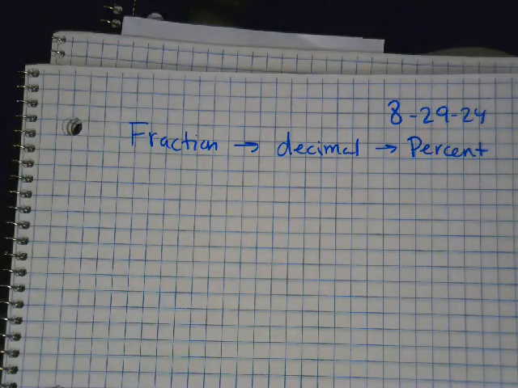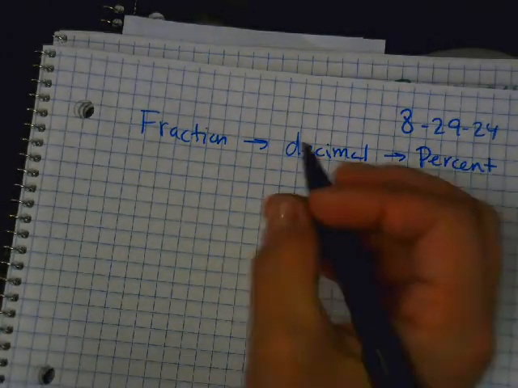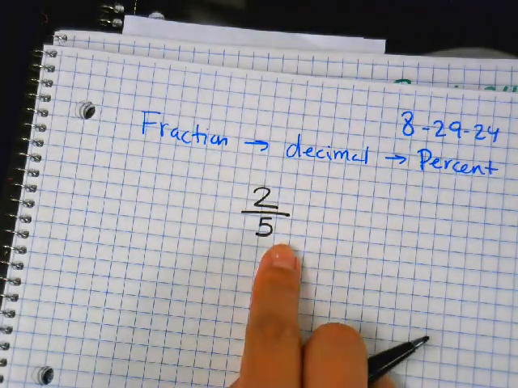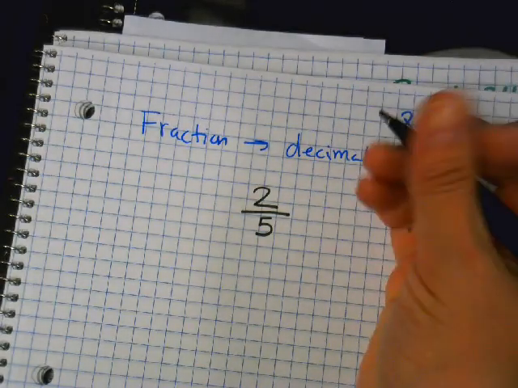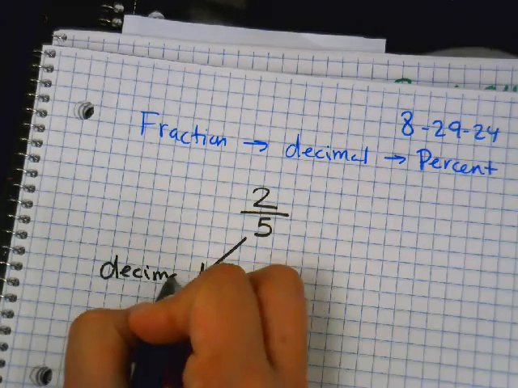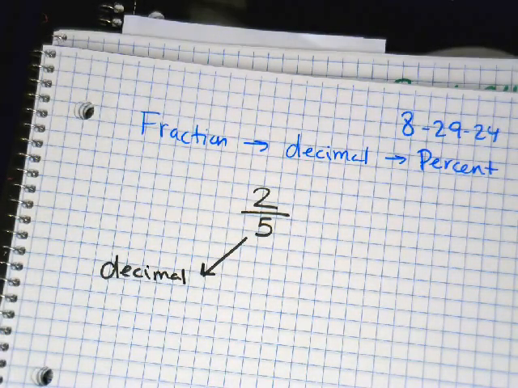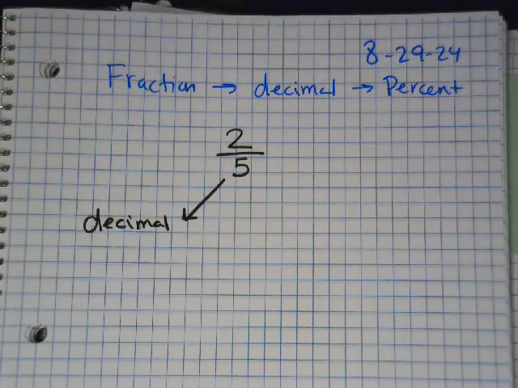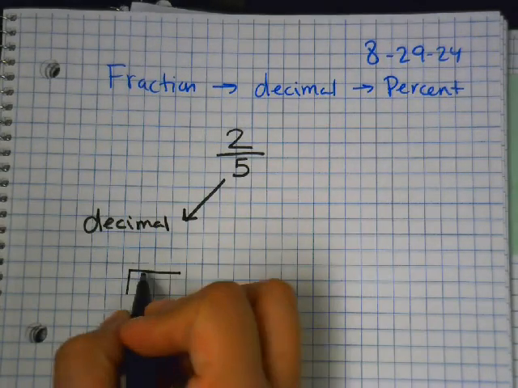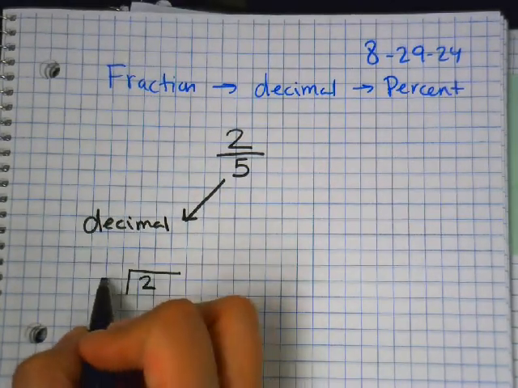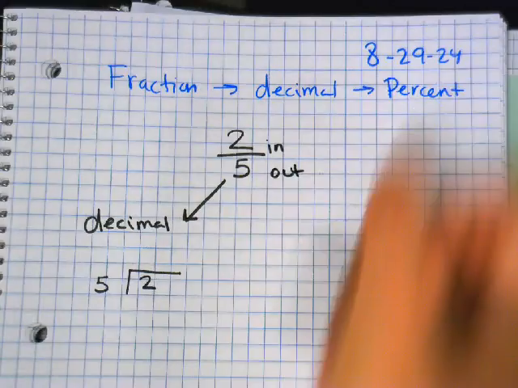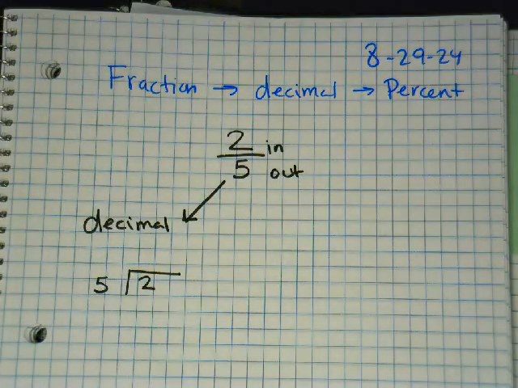Can someone remind me, if I have the fraction 2/5, how do I convert this fraction into a decimal? Divide it. Good. What number goes inside? The 2. And what number goes outside? The 5. So remember, in and out. The top number is your in number, the bottom number is your out number.